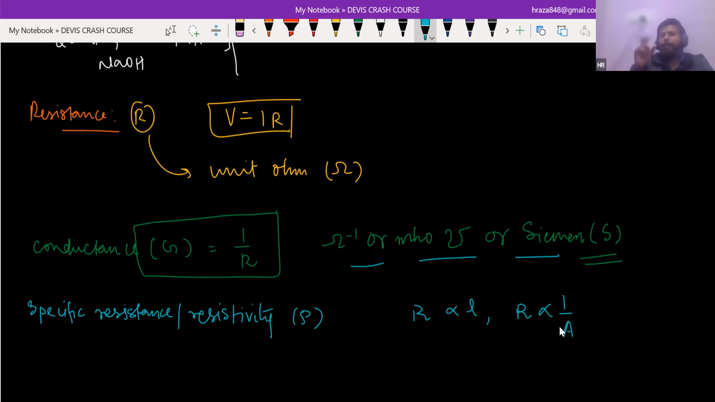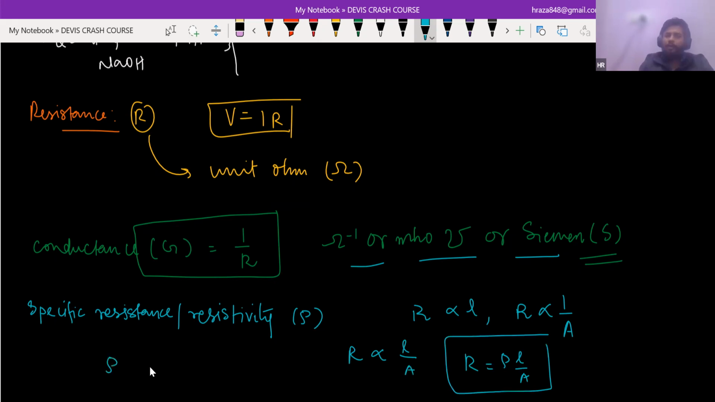If you have a thick wire, the flow of charge is more. If you have a thin wire, the flow of charge will be lesser. If we combine this with length, R will be equal to rho L by A, right? So we can get a formula of rho, that is resistivity, R into A by L. And from here you can easily obtain the unit, that is ohm meter, or according to our use, we can write ohm centimeter, right?